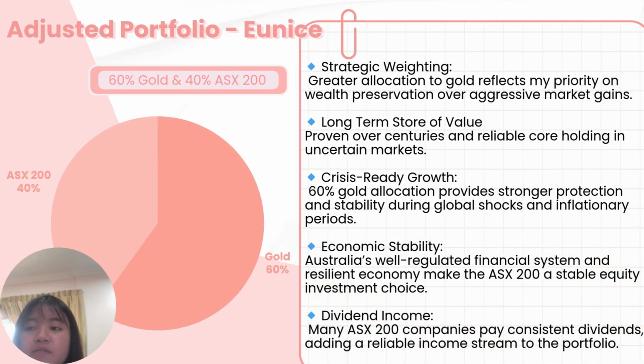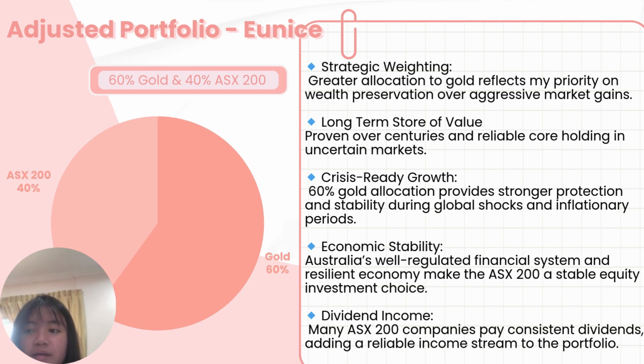Compared to the high-risk portfolios constructed by Darren and Junyu, I prefer Winnie's portfolio, which consists of 60% gold and 40% ASX 200. Cryptos like XRP are highly unpredictable, and relying too much on speculative assets like this can result in devastating setbacks. The volatility of XRP, even with the potential for high returns, isn't sustainable in the long run.